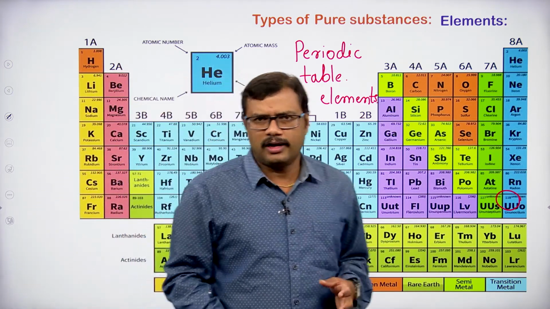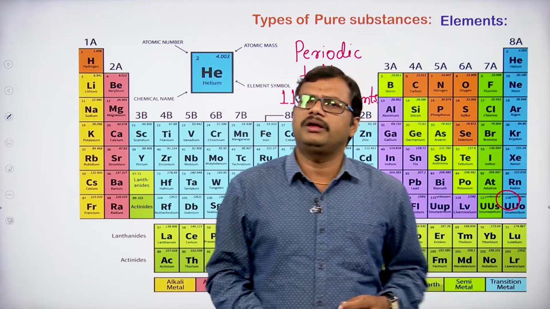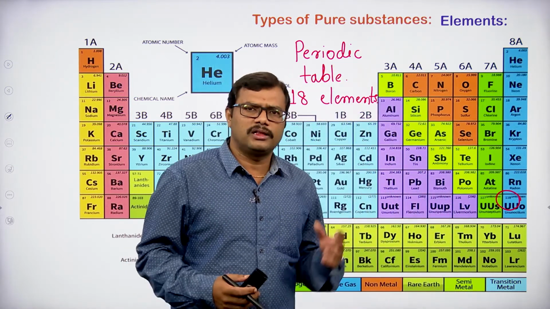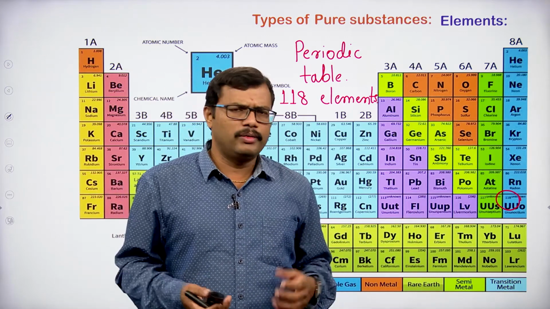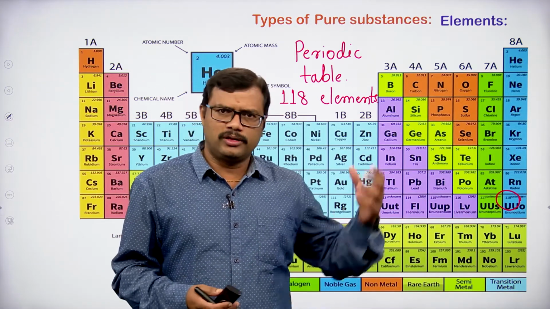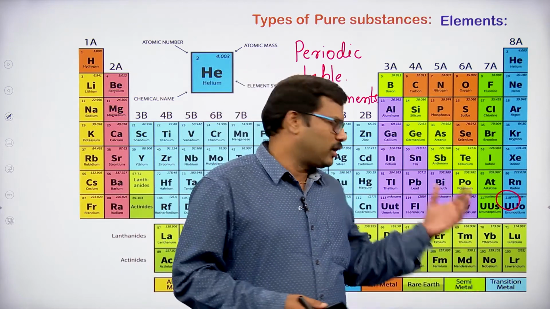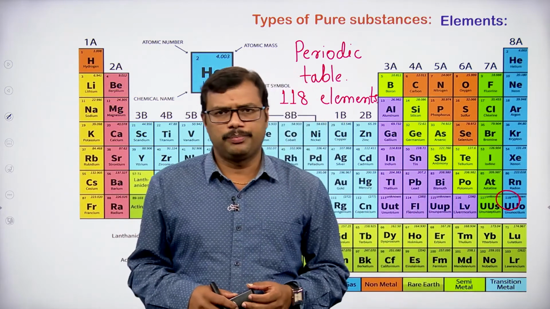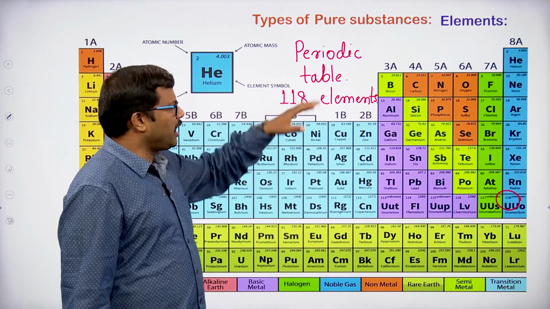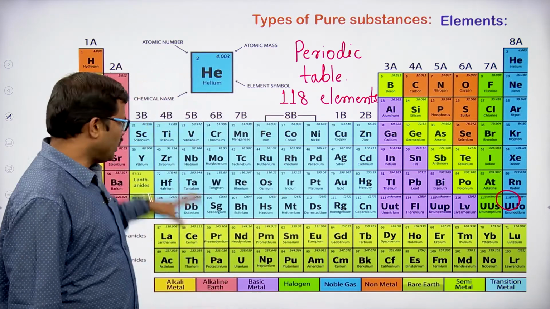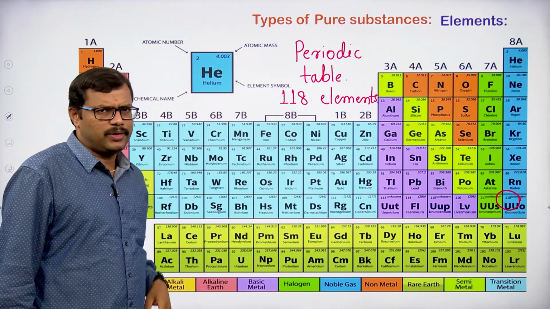Of course, the 119th element and 120th element, the research on these two elements is going on in Japan. Maybe by 2021 we may expect those two elements to also occupy the periodic table. Okay, right. At present we have 118 elements with us, and all these elements are arranged in the periodic table.